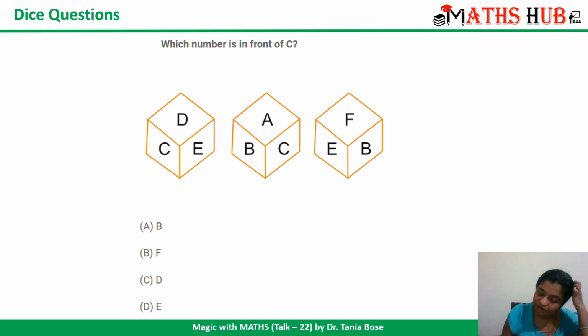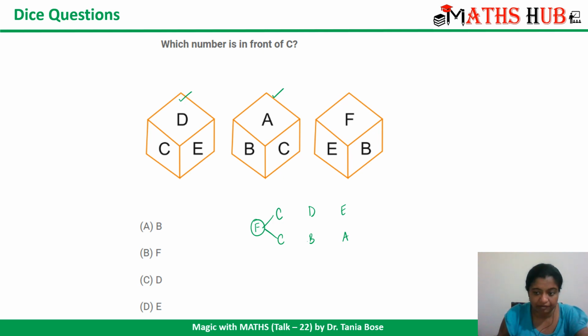Which number is in front of C? So with alphabets also the thing remains the same. So again, let's compare the first and the second dice. C is common, so we write C, D, E. And similarly, we write C, B, A. So if you check your alphabets, we have A, B, C, D, E. That means F should be here. So the face which is opposite to C should be F, right? Okay.